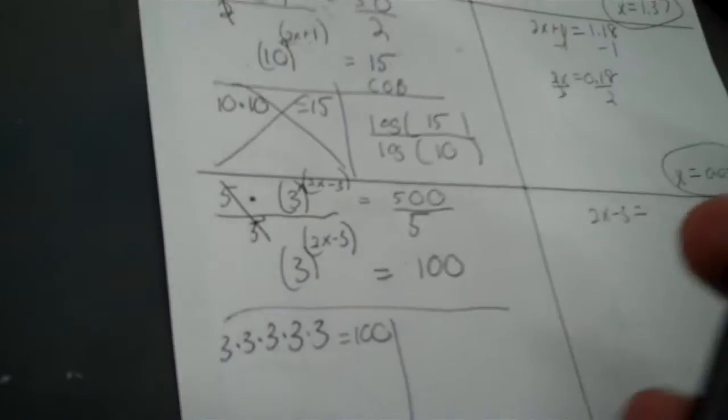So equals 100. Let's try to multiply 3's. Okay. So 3, that's 9. That's 27. It's 81. And that's going to go over the 100.